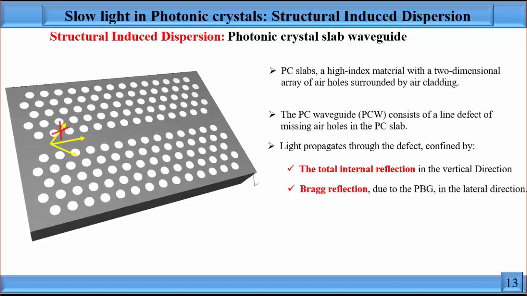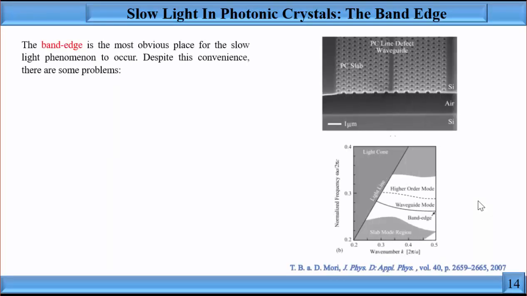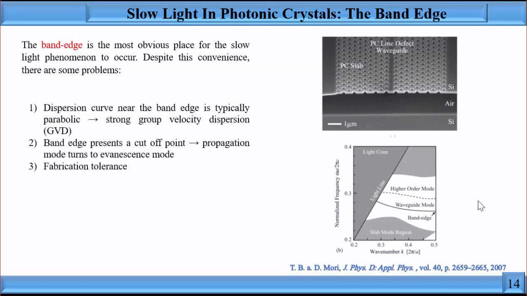Bragg reflection, due to the PBG, confines light in the lateral direction. It has been known since 2001 that the strong dispersion in this waveguide generates slow light in the vicinity of the photonic band edge. Slide 14. The band edge. The band edge is the most obvious place for the slow light phenomenon to occur.